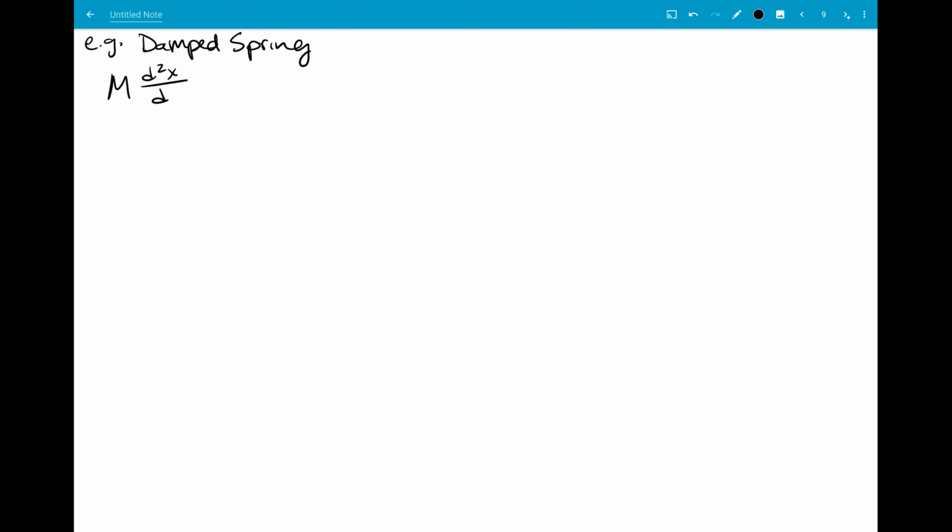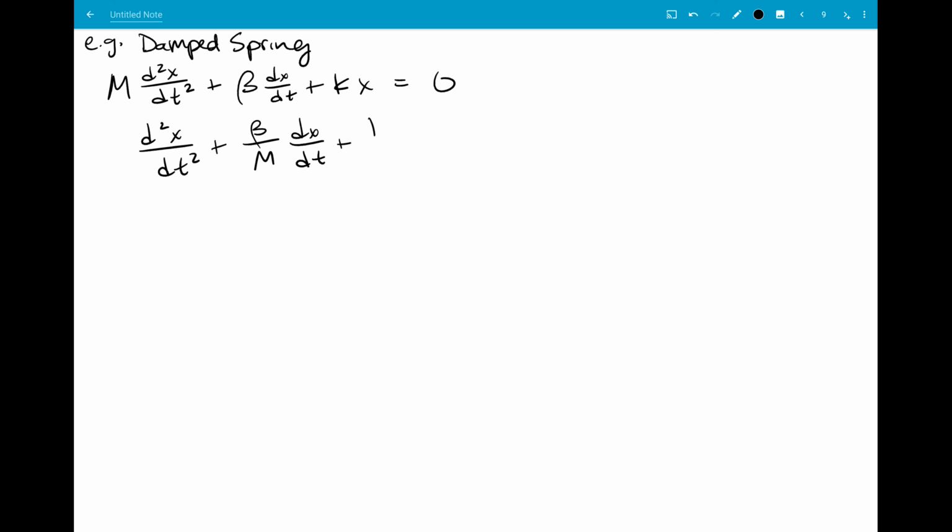hopefully you remember it, was m times your second derivative plus beta times your first derivative plus k times your displacement x, where this is describing your damping according to the speed of the mass on the spring currently. This is your spring force as usual, and that came from your Newton's second law. And I'm going to rearrange this because solving with something on our highest derivative can be difficult, into this form.